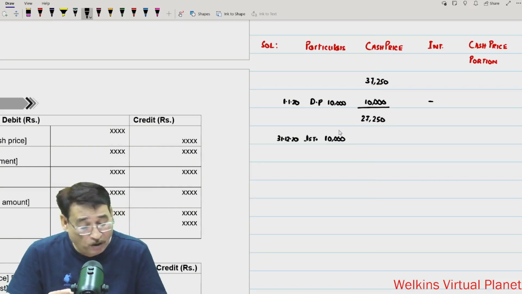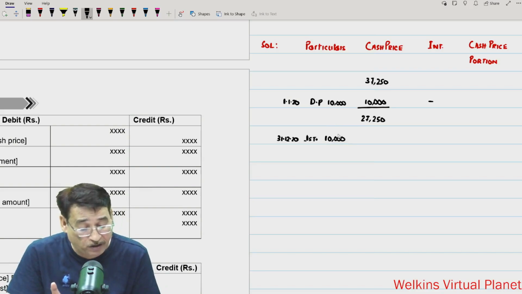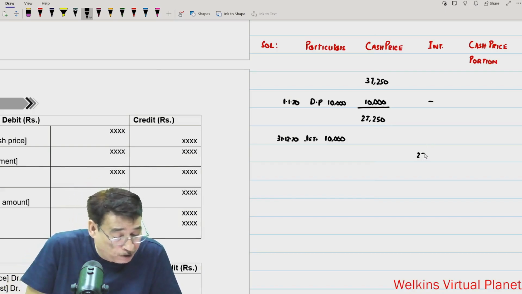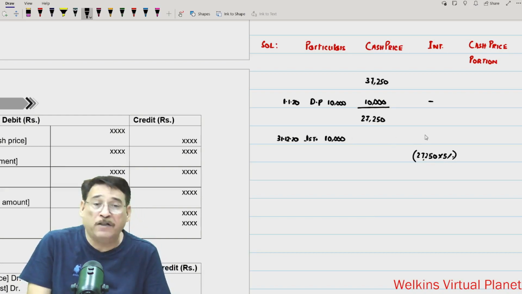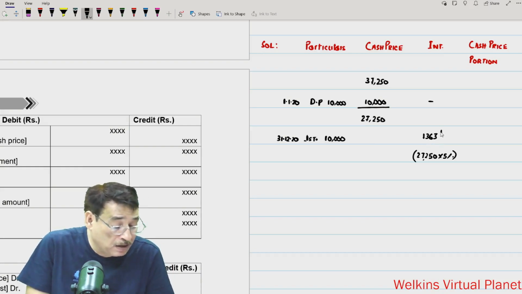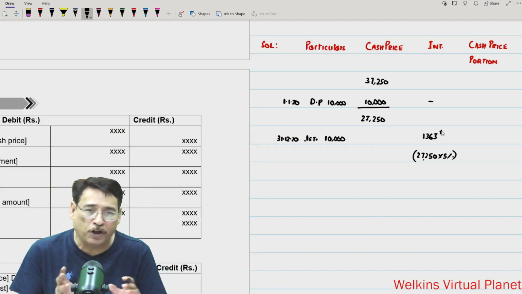Similarly, in order to know how much interest is included in this installment, I will simply find out 5% of 27,250. That is 27,250 into 5%. So first of all, you write the interest amount. If I compute it, it will be near about 1,363. This is the first step in the second year. In fact, at the end of the first year, this is your first step, the computation of interest.